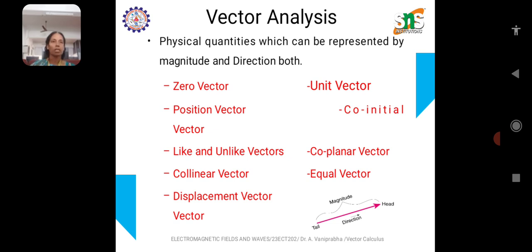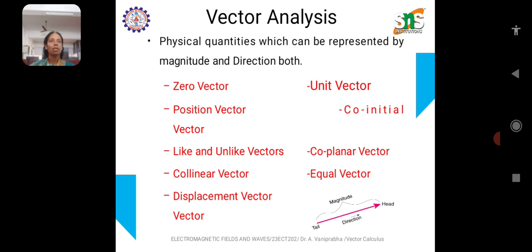Next is collinear vector. Collinear means two things moving on parallel tracks, parallel to each other. Then we term it as collinear. Two trains moving on parallel tracks in the opposite direction are collinear to each other. So one train moves in one direction on its parallel path, and another train is moving in the other direction on a parallel path. So those two are collinear vectors.